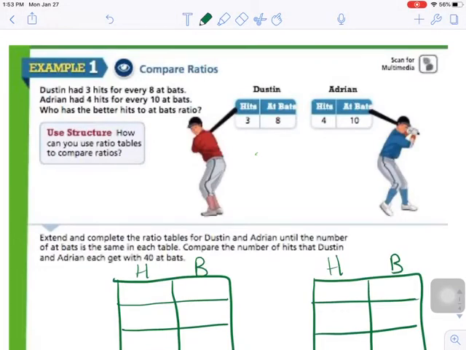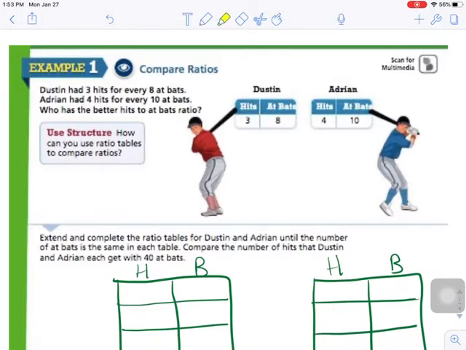Okay, so today we're going to be talking about lesson 5.3, which is all about how to compare ratios. Example 1 says that Dustin had 3 hits for every 5 at-bats. So every time he's going to at-bat, which is 8 times, he makes 3 hits. And then Adrian has 4 hits for every 10 at-bats. That means that the 10 times he was in the batter box, he made 4 hits. So you want to figure out who has the better hits to at-bat ratio.